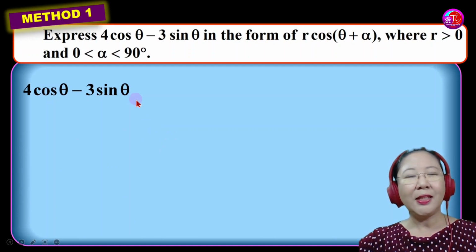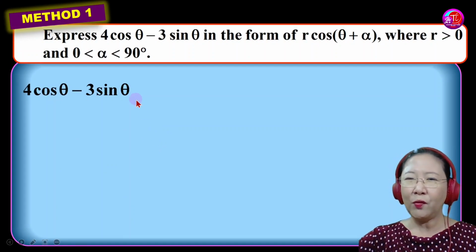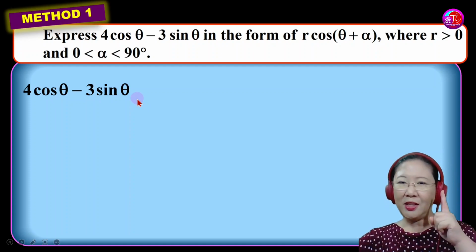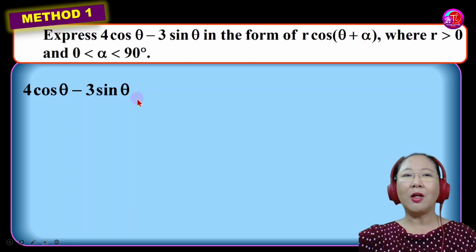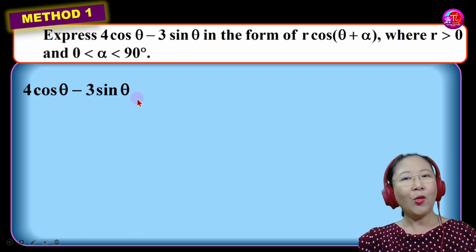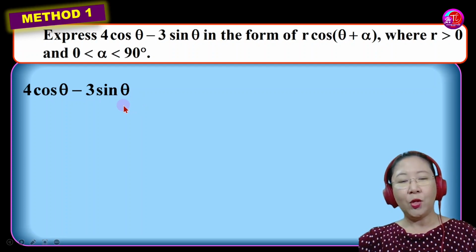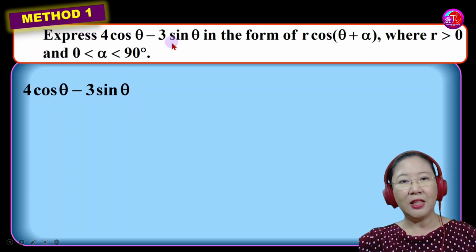All right, so let's have a look. In this video, I'm going to talk about 4 methods. This is one of them. I'm going to talk about 4 methods on how we can transform an equation that comes in this trigonometry format into the R formula.